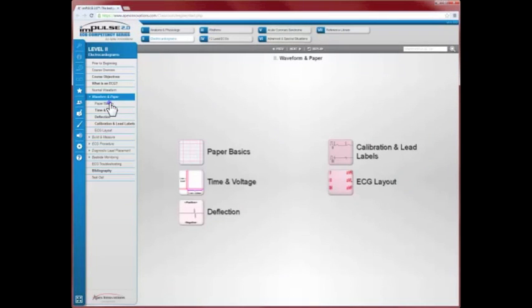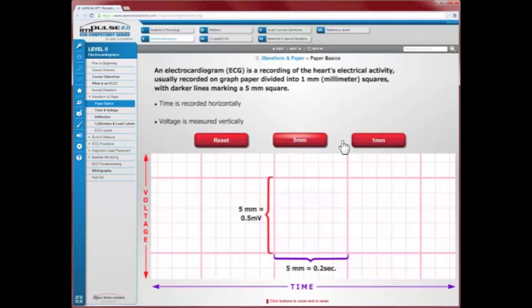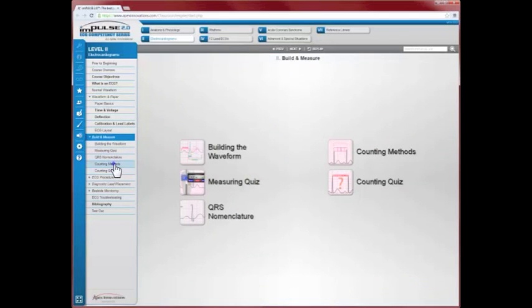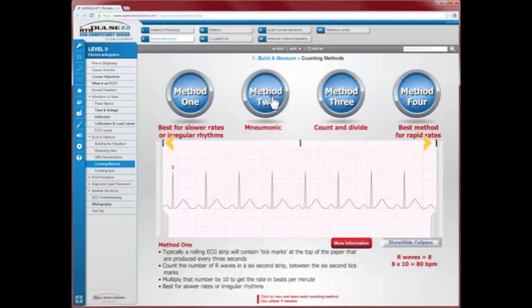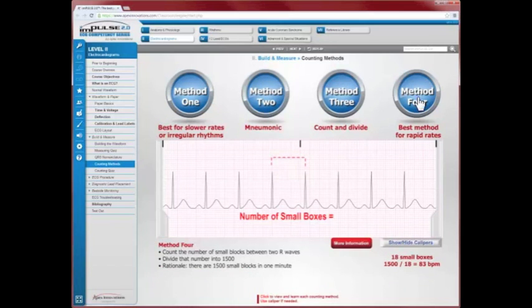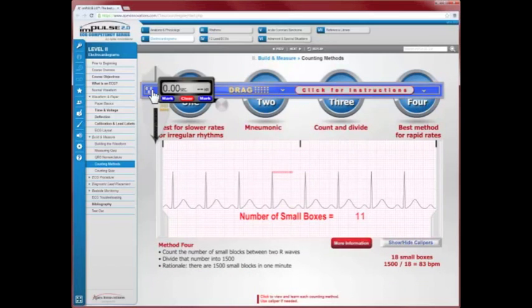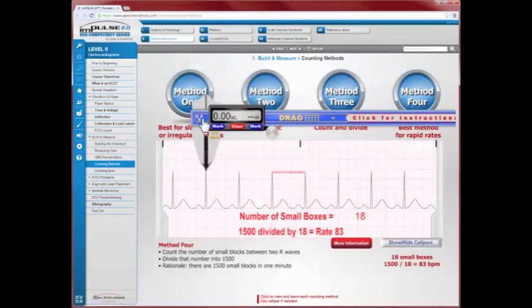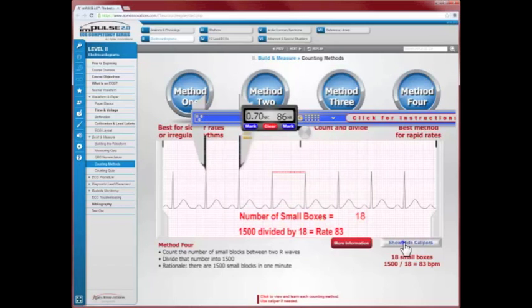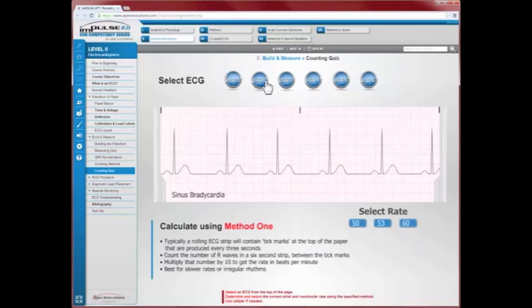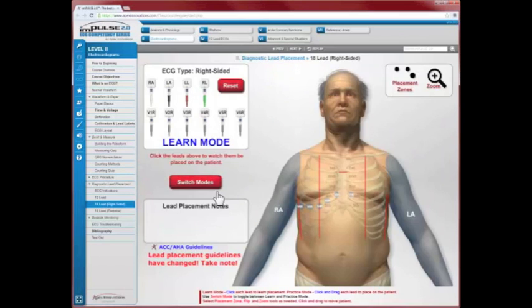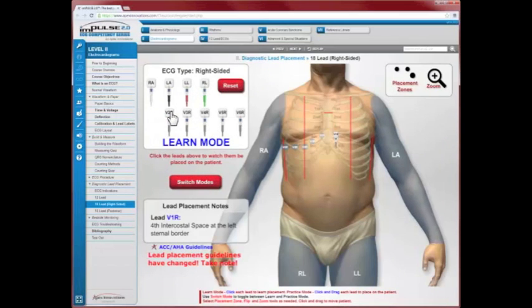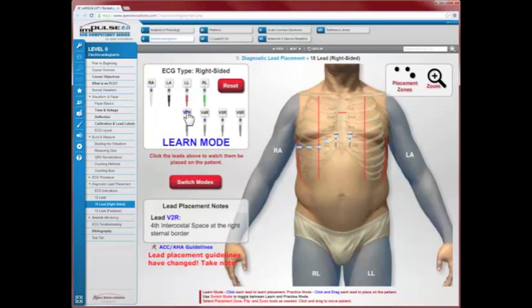Level 2 presents all things about electrocardiograms, starting with what an ECG is and how it is captured. Learn waveform and paper basics, counting methods, and waveform measuring. Take a quiz during the lesson to help reinforce knowledge, ensuring confidence and competency. You will learn anatomical landmarks and select and prepare electrode sites.